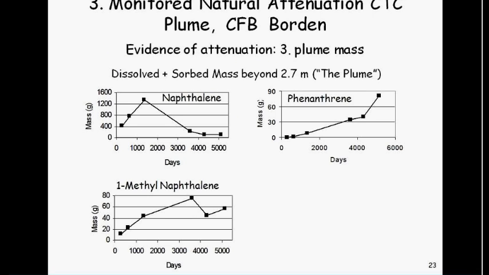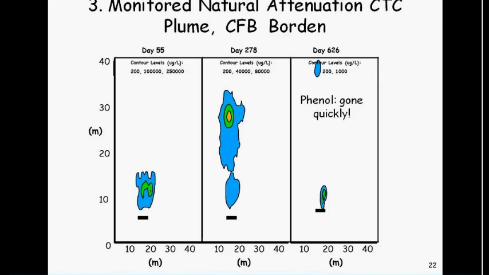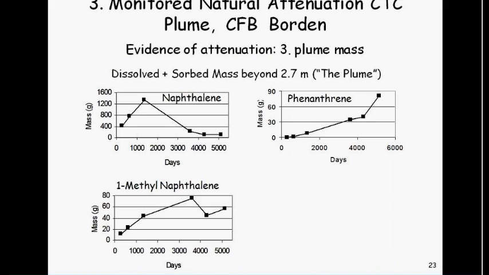So how much mass is in those plumes? In each day, by taking all the samples and adding them up, you can calculate how much mass is present. You can actually estimate the absorbed mass from the dissolved mass and add that in as well. And that's what Mark did. So we claim this represents the dissolved and absorbed mass in the plume. So that's mass that got beyond 2.7 meters from the source. That's the arbitrary definition of the plume.